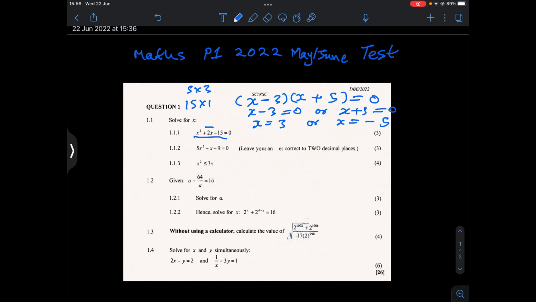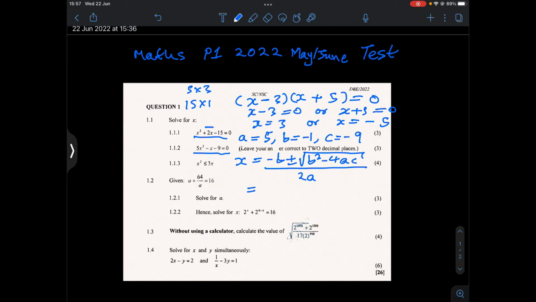The next question, 1.1.2, we're given this equation here in standard form. It says leave your answer correct to 2 decimal places. So here we have to use the quadratic formula to solve. Let us see, the value of a is 5 and the value of b is negative 1. The value of c is negative 9. So let us substitute into this equation to see what our answers are.